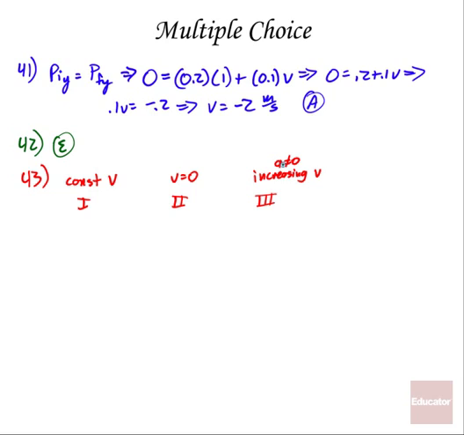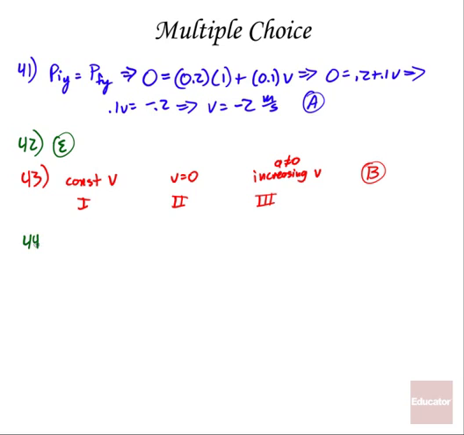Now let's look at the questions. Talking about the magnitude of the momentum is increasing in which case? Well, the mass isn't increasing, so the only way momentum could increase is if velocity is increasing. That rules out 1 and 2, and the answer must be 3 only. So for answer 43, the correct answer is B.